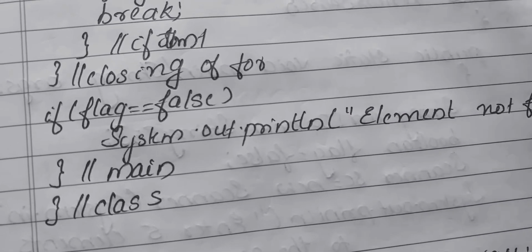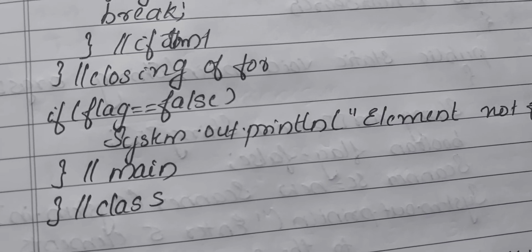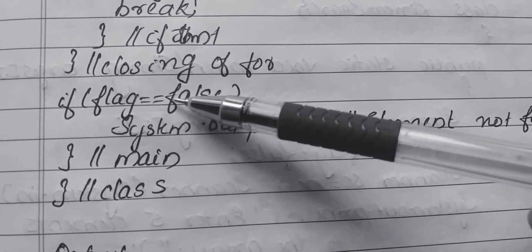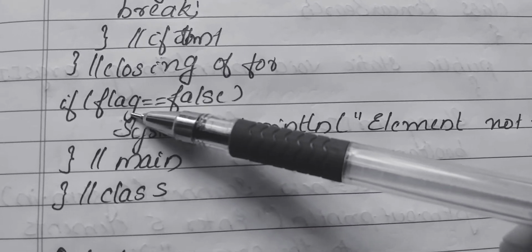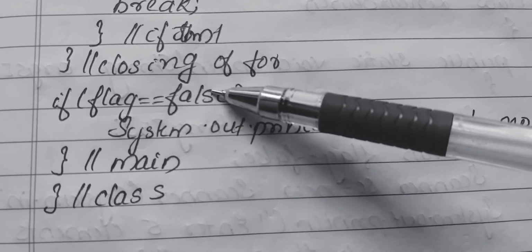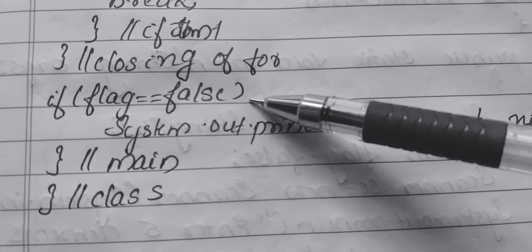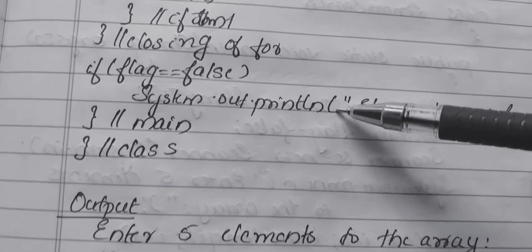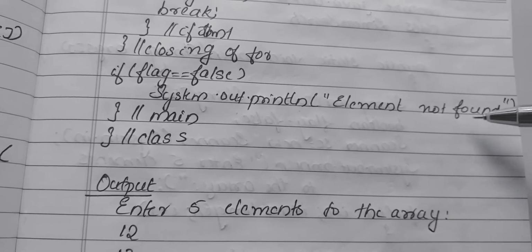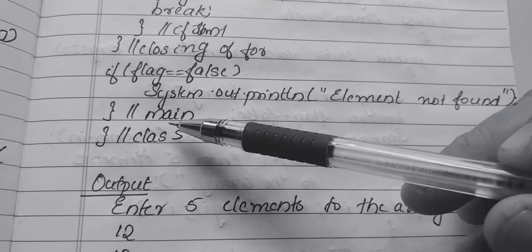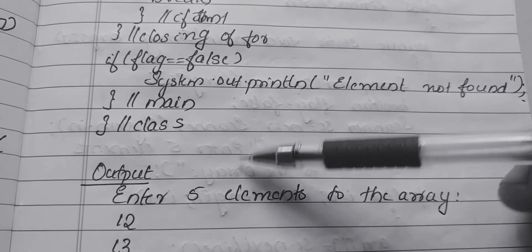Clear? Suppose the search element is not present in the array, for that also we have to do coding, isn't it? So for that, if flag double equal to false. What is the initial value of flag? That is false, isn't it? So false equal to false. If the condition is true, the meaning is that the element is not in the array. So give the printing message like this: system.out.println element not found in the array. Then close the main, close the class. So this is the program.